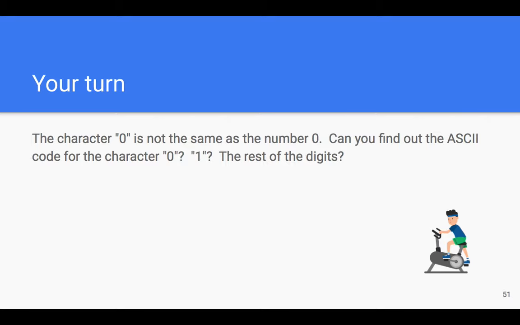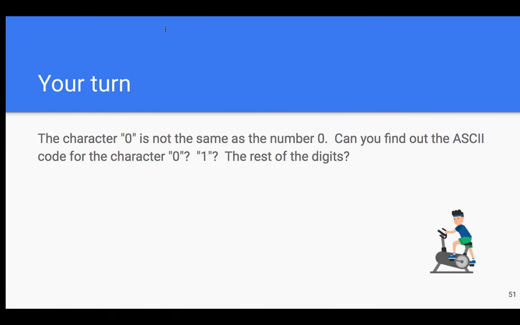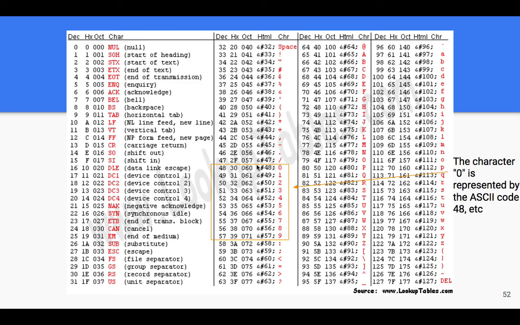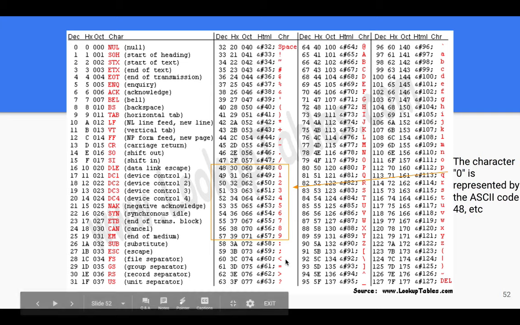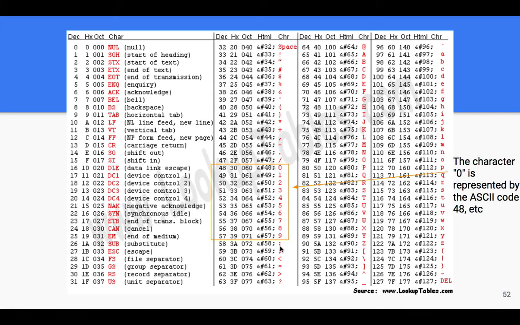Now, assuming you've done that, you basically do exactly the same thing as what I did here. Here is part of the ASCII table that maps the character 0 to the ASCII code 48, and the character 1 maps to ASCII code 49, and so on and so forth. If you did everything right, this is what you should come up with. And know that there are other characters, and they all have ASCII code mappings, such as parentheses, quotes, spaces, colons, etc.